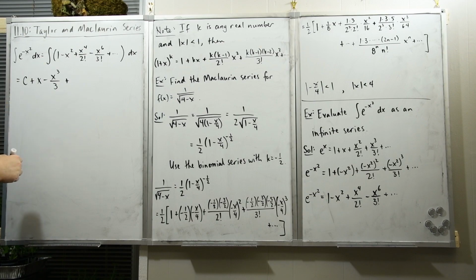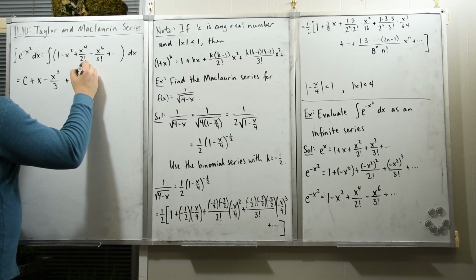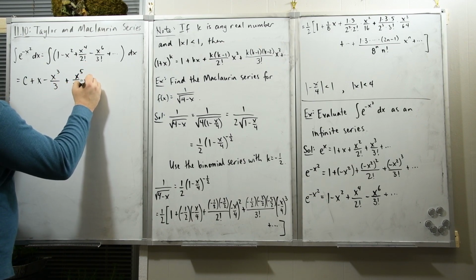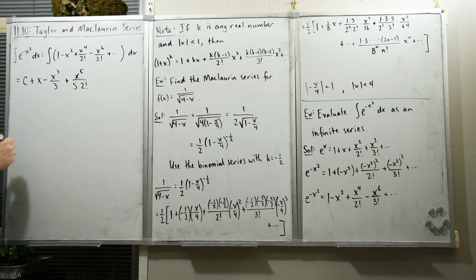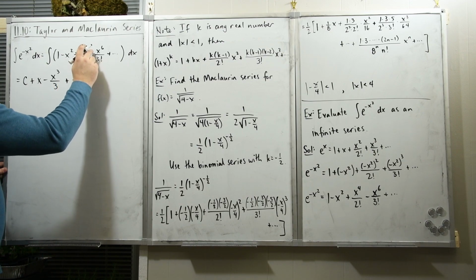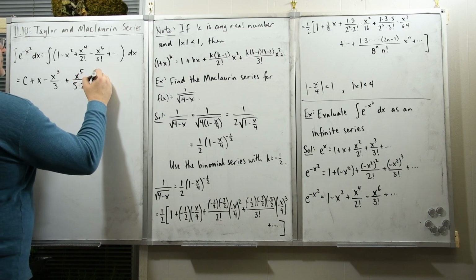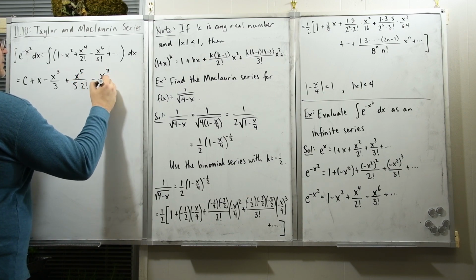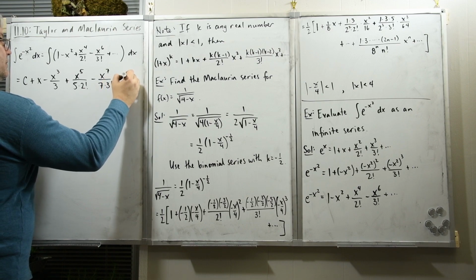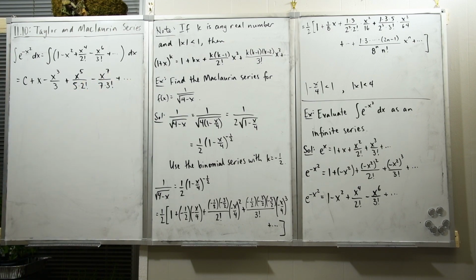Integrate x to the 4th over 2 factorial, you'll get x to the 5th over 5 times 2 factorial. If you integrate the negative x to the 6th over 3 factorial, you get a negative x to the 7th over 7 times 3 factorial. And this will just keep going on.